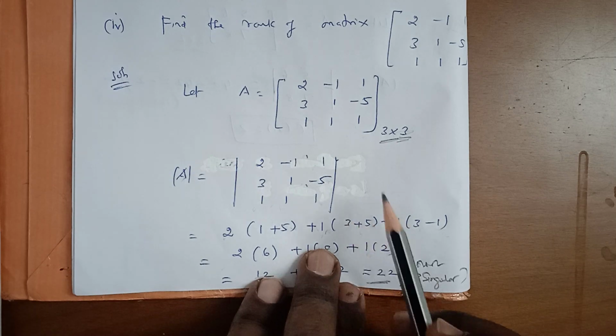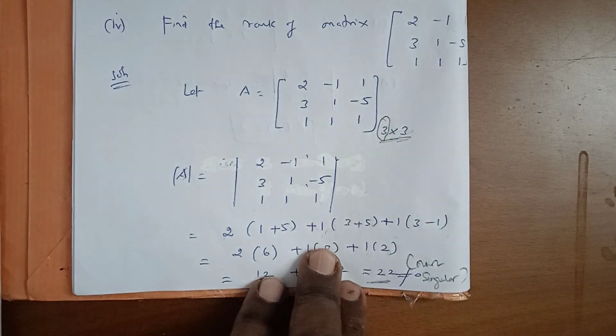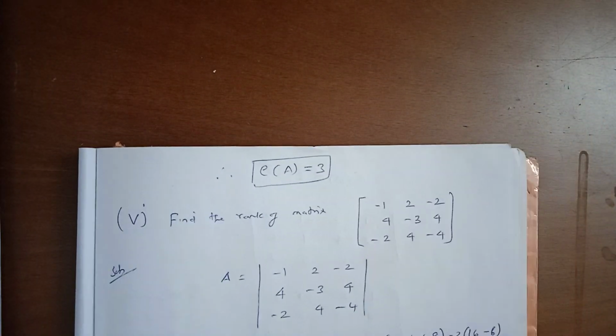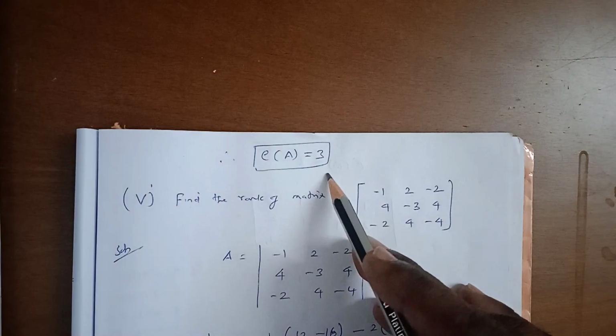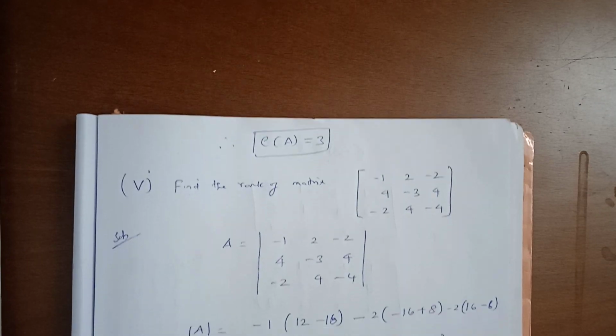So the rank value is 3. Rho of A equal to 3. This is the rank value for this problem.